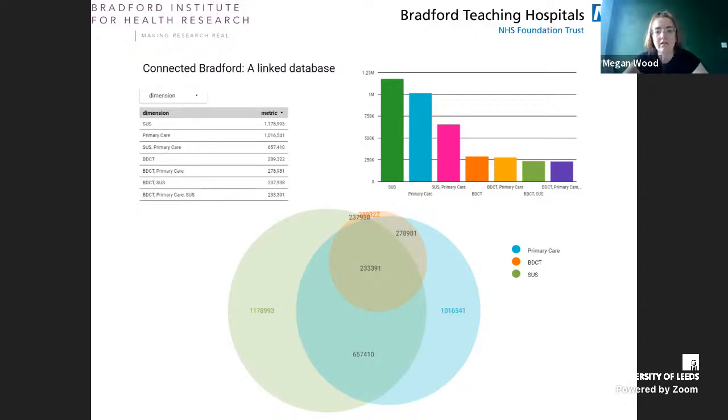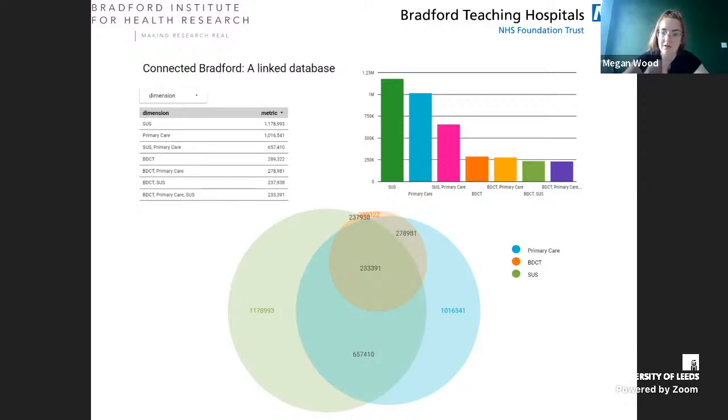So for example, if a researcher was interested in answering a research question that required data from 3 different Connected Bradford data sets, so maybe they wanted to look at GP visits, which are held in primary care, intensive care visits, which are held in secondary care, and health visitor information, which are held in the BDCT, which is community care. They could check the number of individuals that have data within all 3 of the data sets to check whether their analyses will actually be robust enough and have enough power.